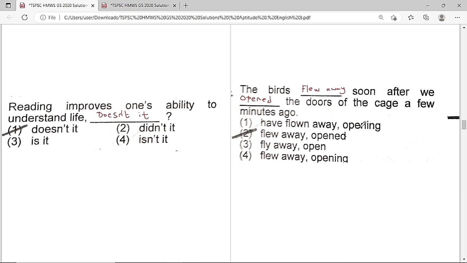So finally we can say the birds flew away soon after we opened the doors of the cage a few minutes ago. The birds are going to fly away whenever we open the door. So this is the correct solution of this question. Now we'll discuss something more about this one.